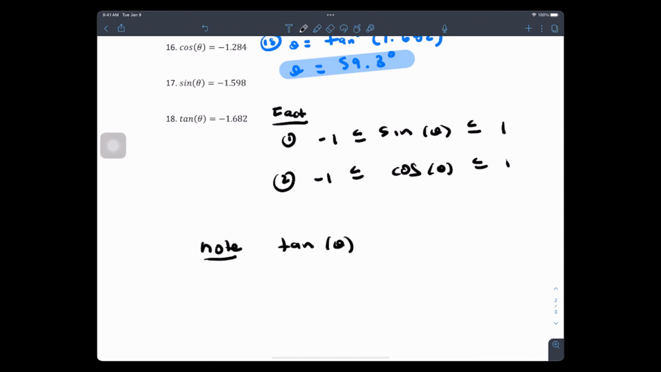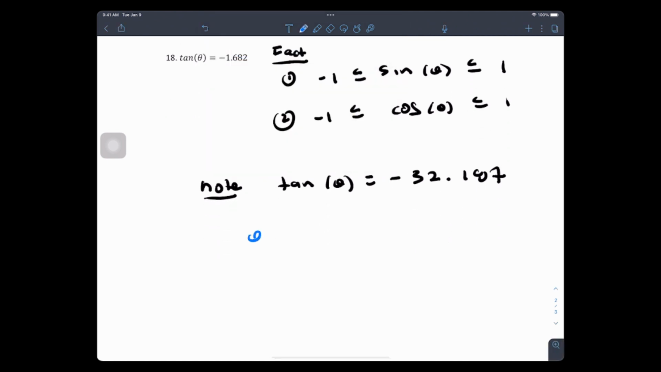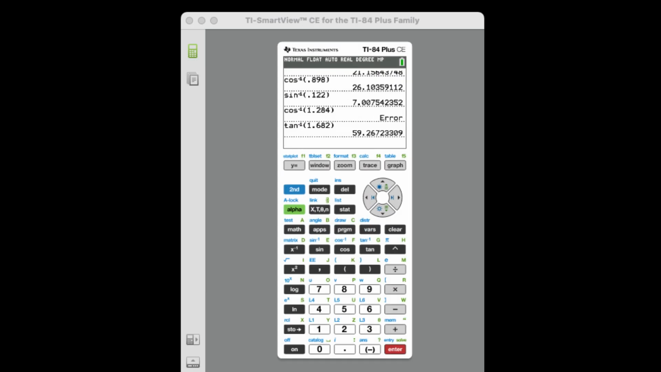You go, hey, what if they give me tangent theta is -32.187? Okay, can I get a theta? What angle? Yes, we can. We could use inverse what? Inverse tangent of -32.187. Okay, we're going to get an angle theta. Now, using our TI, we can say second inverse tangent, negative 32.187 here. So we get a negative angle, negative 88.2 degrees. And we'll cover this in more detail. But ladies and gentlemen, that's kind of what we get here.